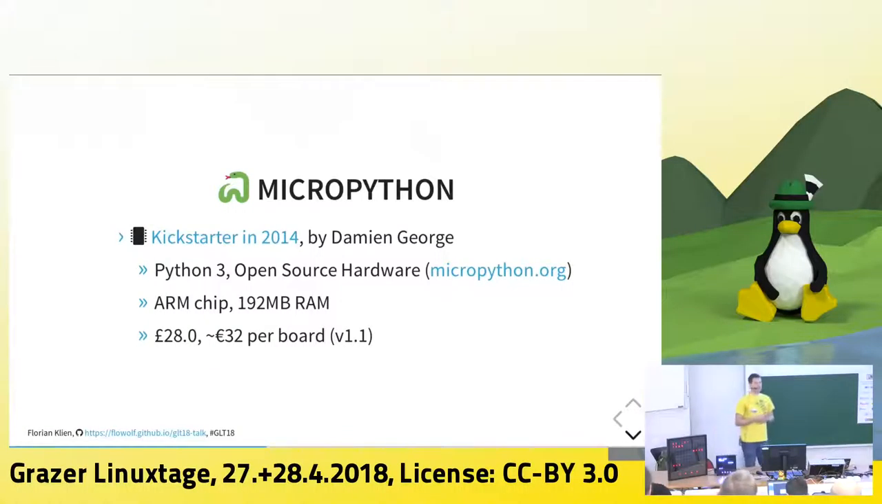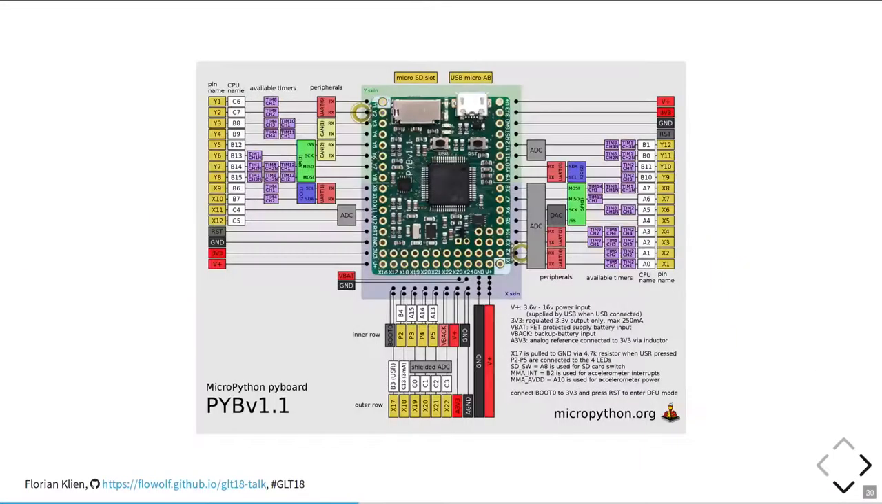It was a Kickstarter in 2014 by Damien George. He open sourced the whole thing. He also provided little MicroPython boards, which come at around 32 euros. And that's the version 1.1. That's the MicroPython board. It has a little micro SD slot where you can put your images on.